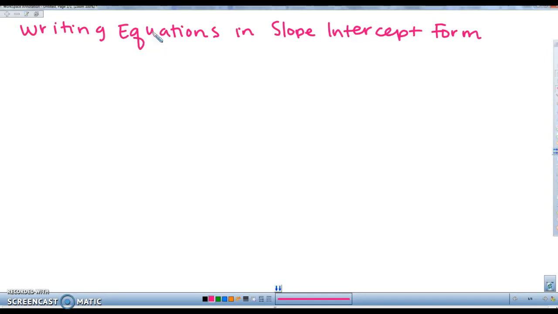Hey, 8th grade, we're going to talk about writing equations in slope-intercept form. So to remember, what is slope-intercept form? Good, it's that y equals mx plus b.